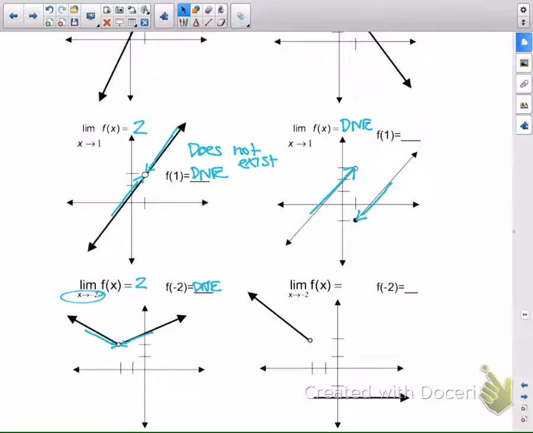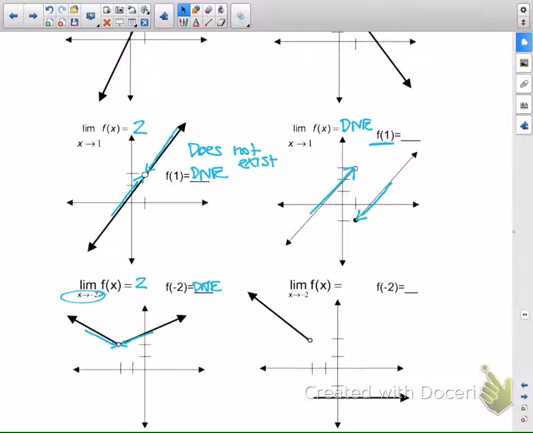These are the ones that can get weird. Again, that's because the left side is getting closer to one number, the right side is getting closer to a different number. If they don't match, the limit doesn't exist. Now, be very careful about this next part. F of 1 is saying, where is this actually defined at 1, which means it's asking me for what?